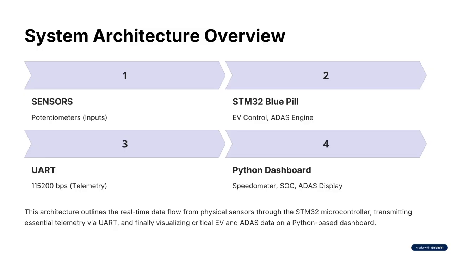The STM32 processes all calculations such as speed, torque, battery SOC, ADAS logic, alarms. After processing, the STM32 sends telemetry data through UART at 115200 baud rate and it displays it on the dashboard in real time. So the overall flow of this project is sensor, then STM32, then UART and then Python dashboard.